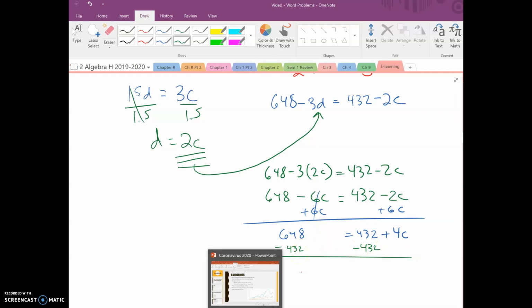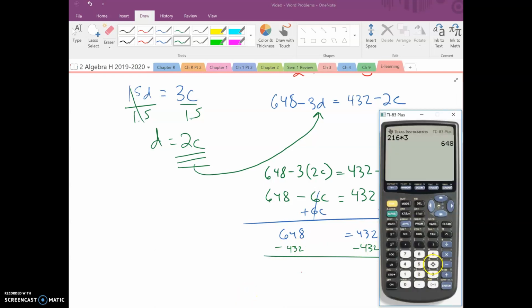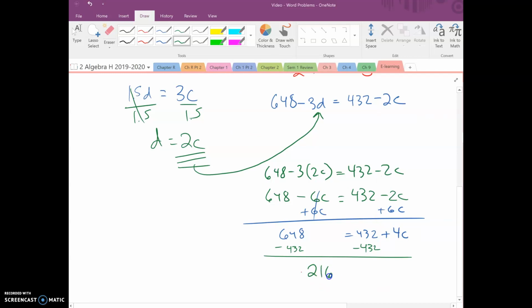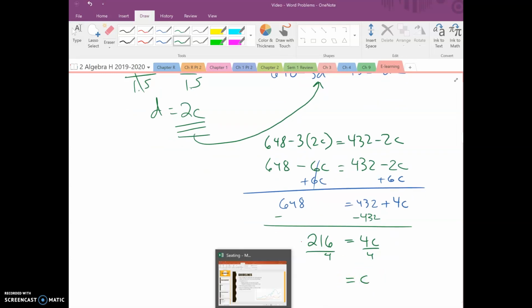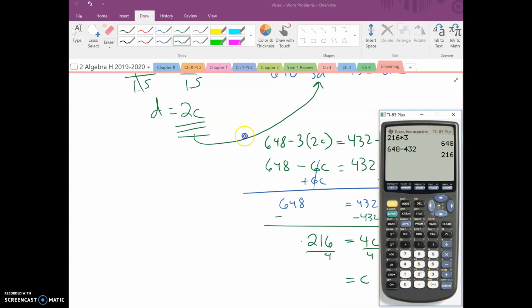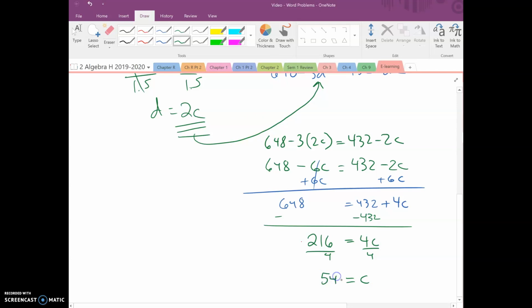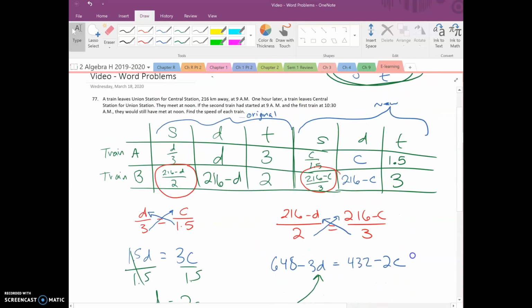Okay, so I've got to find out what 648 minus 432 is. 216. Oh, I should have thought of that. Yeah, 216 equals 4c, divided by 4. We are going to have c equals 216 divided by 4, 54. Okay, what did c mean? I've entirely forgotten by now. That's why I recorded stuff in the chart, so that I would know what it meant when it was time to finalize my answers. Okay, so c was 54.